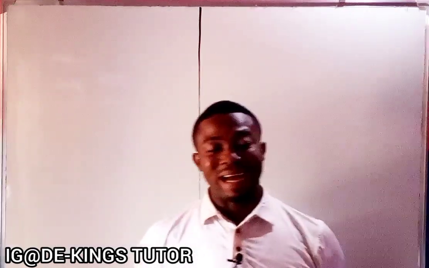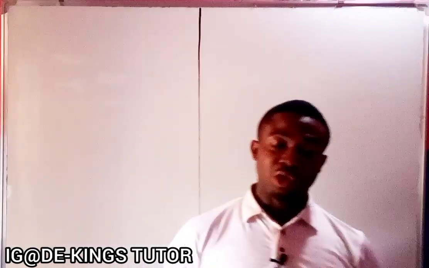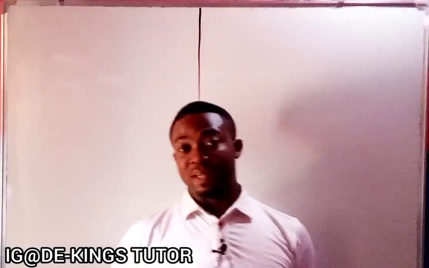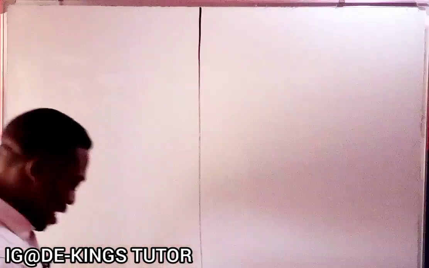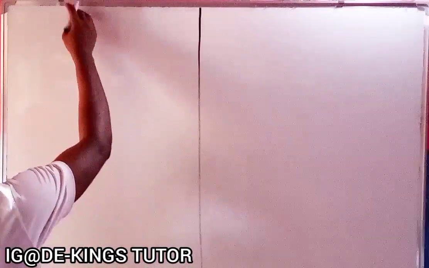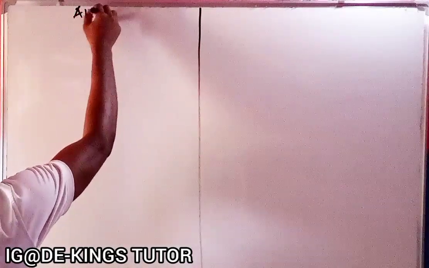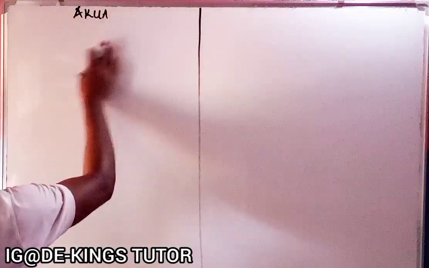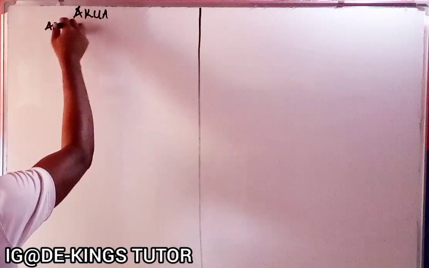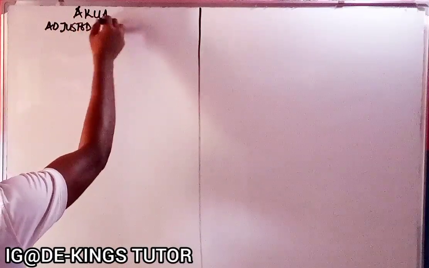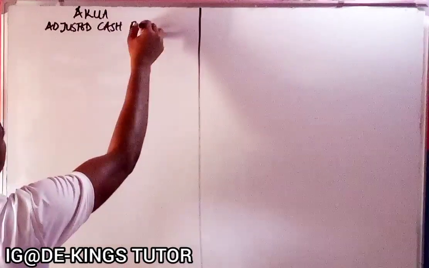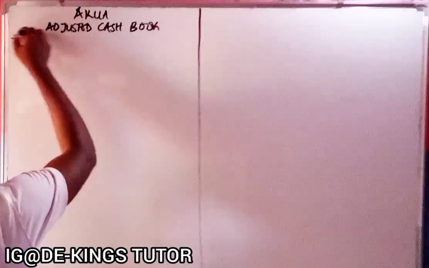We have done the adjusted cash balance, like I've said. Ensure you go to the playlist and check it in my description. Let's solve this. They say we should start with the adjusted cash book balance, so we are going to prepare the adjusted cash book. The name of the owner is Aqua. So we'll start with what we'll call the adjusted cash book.